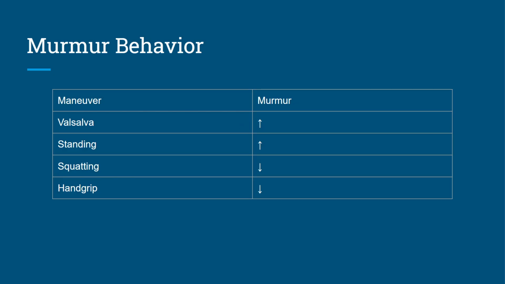And the concept is the same for standing. When you stand, your venous return decreases, your preload decreases, and again, it shrinks the left ventricular cavity size, therefore increasing the murmur. So Valsalva and standing decrease preload, and then increase the murmur in HOCM.